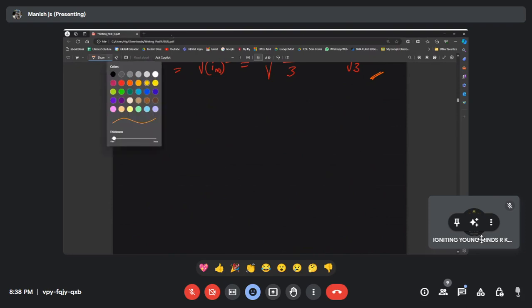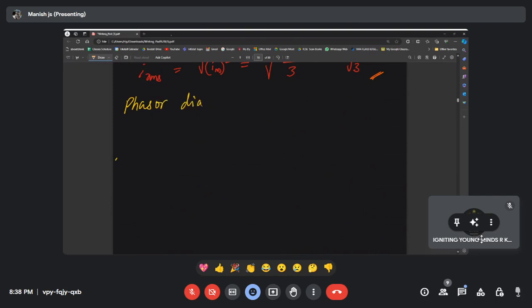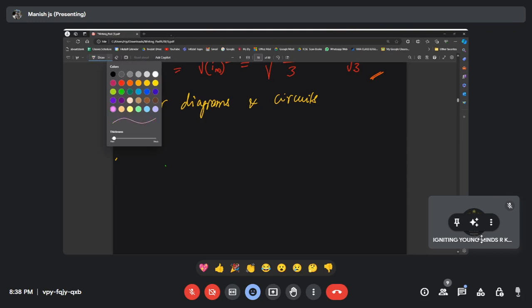First, trying to understand what is a phasor. So now we are going to see the phasor diagrams and circuits. For that, you need to understand what a phasor is altogether. What is the meaning of this word phasor? We try to understand that basic term first before we get into this topic.